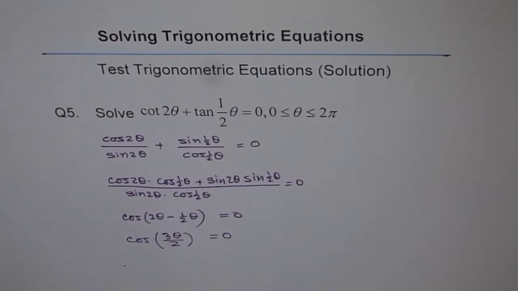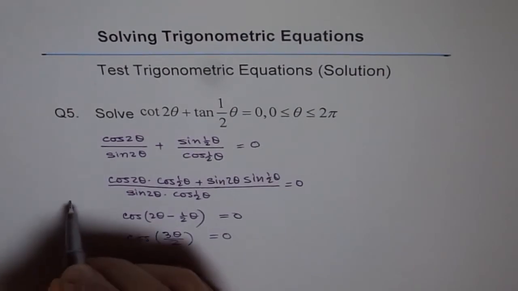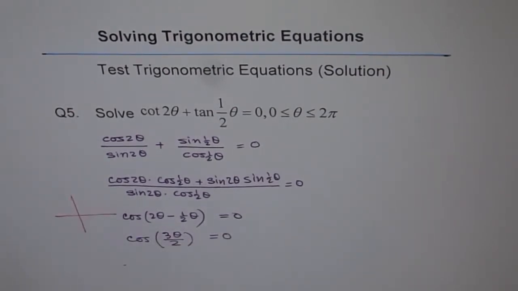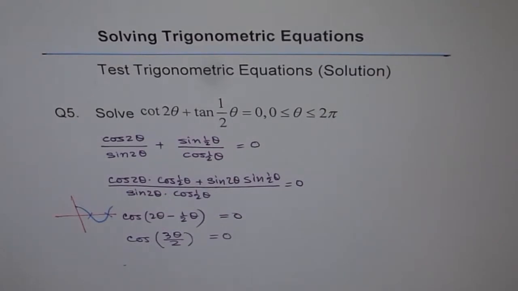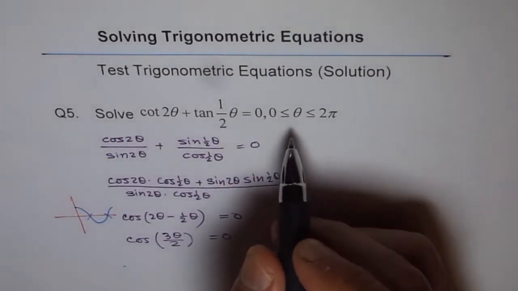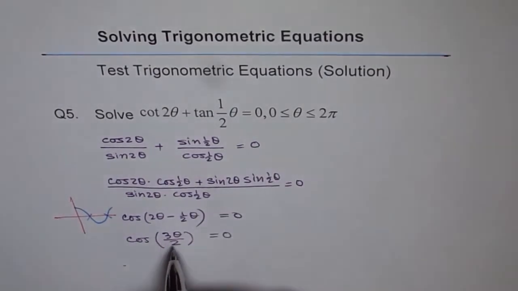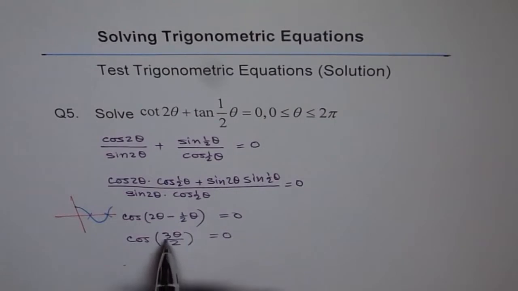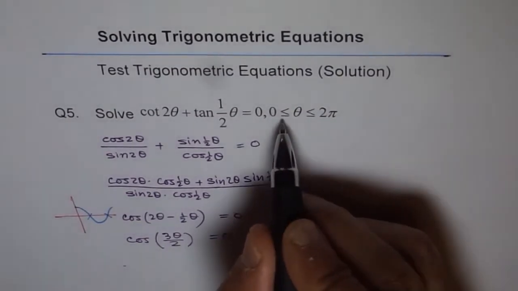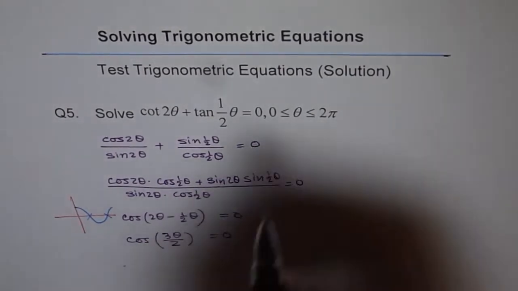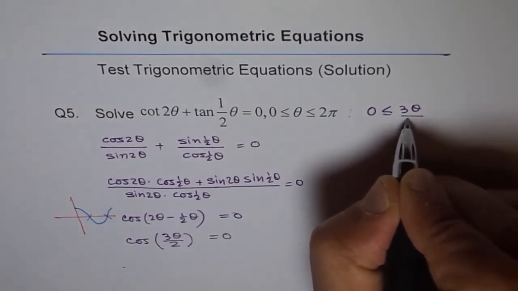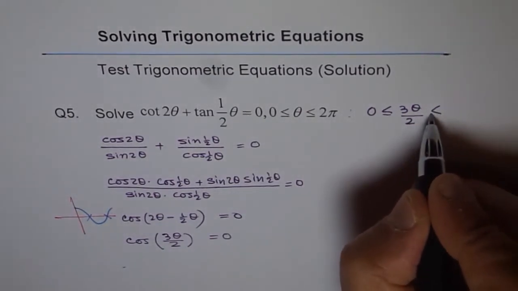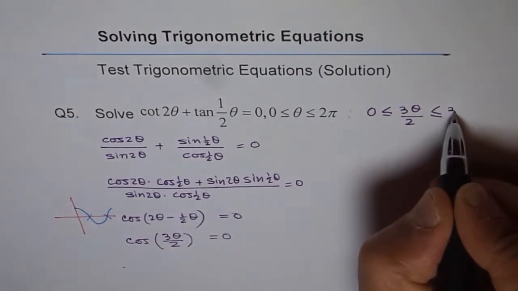So now, where is cos 0? That is what we need to figure out. If we draw a graph for cos, we get a graph something like this, right? So cos is 0 at these points. But let's check our domain first before writing all the solutions. Our domain is theta between 0 and 2 pi. How about 3 theta by 2? Our argument now is not theta, it is 3 theta by 2. So if theta is between 0 and 2 pi, let me multiply by 3 by 2. Then we get 0 is less than or equal to 3 theta by 2, less than or equal to, if I multiply by 3 by 2, I get 3 pi, correct?